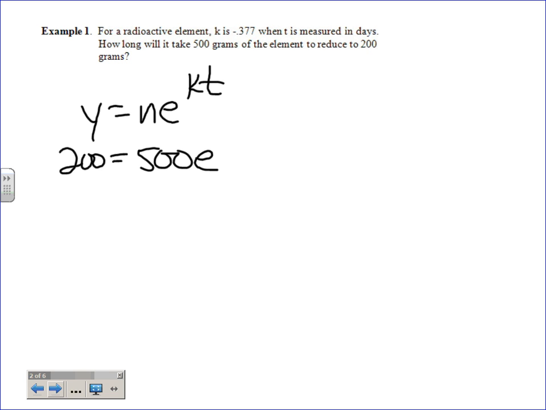E is, well, E. Does it make sense that K is negative and we have less than what we started with? Do those seem to go hand in hand? They kind of do. So if K is positive, we're going to be gaining. Here, we are definitely not.